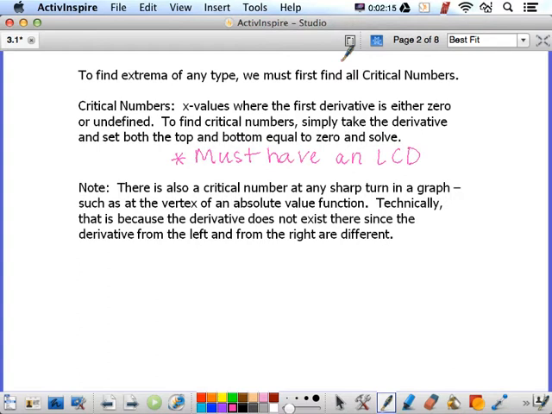It's also important to note that there's a critical number at any sharp turn in a graph, such as the vertex of an absolute value function. So if you're dealing with absolute value, you need to take that into consideration as well, wherever the vertex is, where the absolute value actually goes to 0. Technically, that is because the derivative does not exist there, since the derivative from the left and from the right are different, but they do show up as important numbers, and we include them in the critical numbers. So if we come across an absolute value, we'll have to handle those a little bit differently.